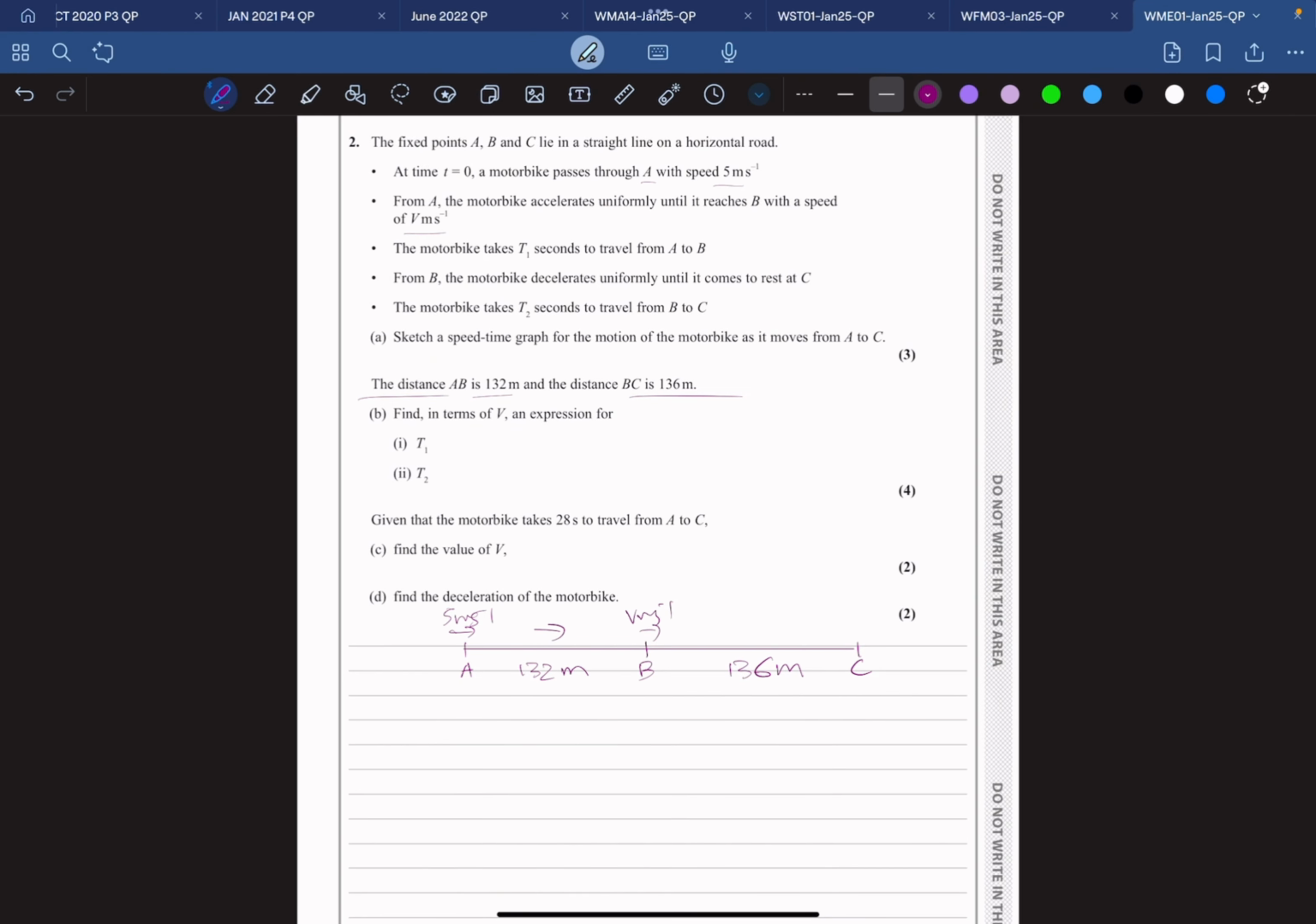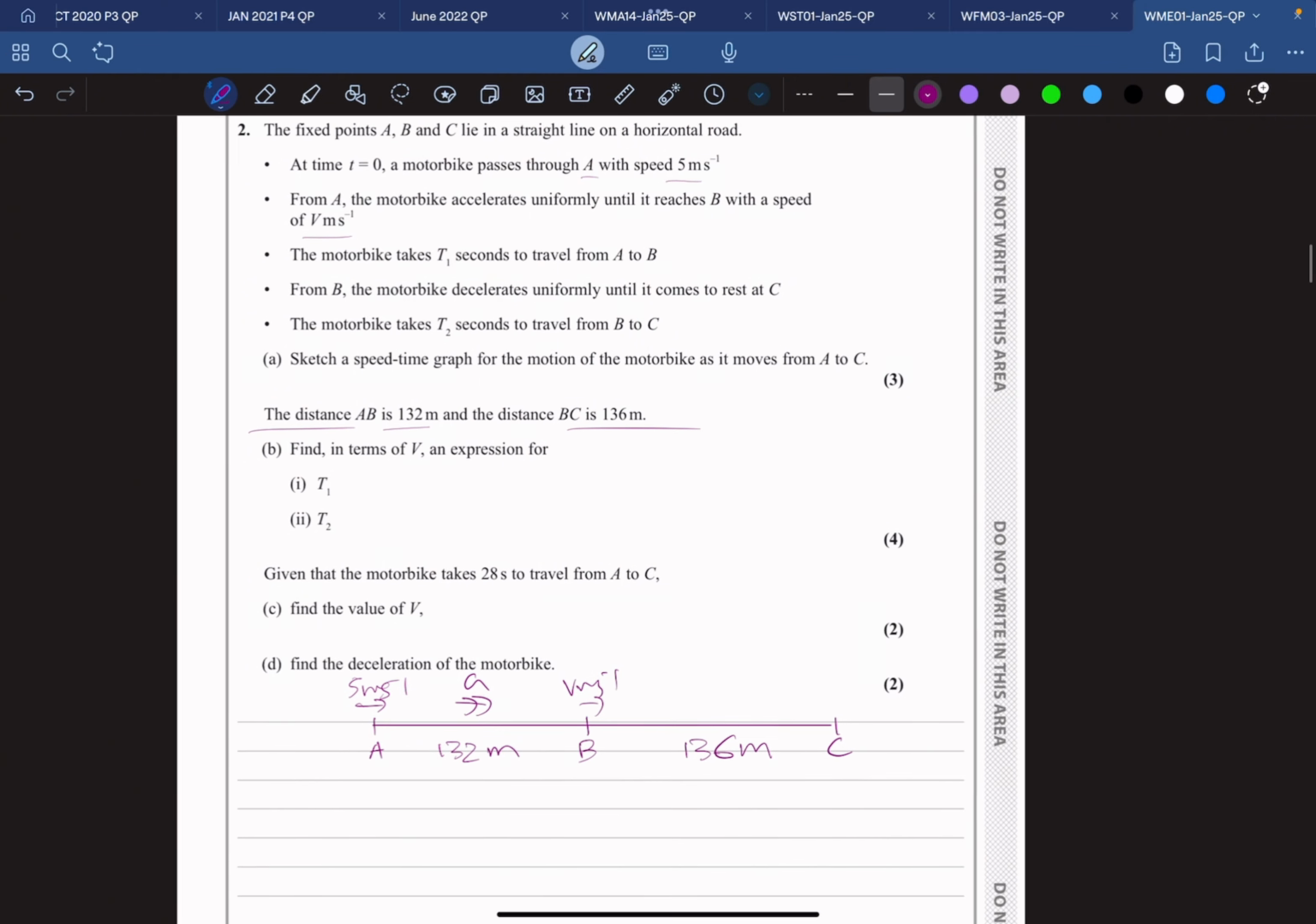I know that it accelerates uniformly. Of course uniformly. You wouldn't expect non-uniform acceleration. You wouldn't expect variable acceleration in M1. Also, just one thing to note, the SUVAT equations that you use in M1 are only for constant acceleration. You can't use them if your acceleration is changing, if your acceleration is a variable, as in it varies.